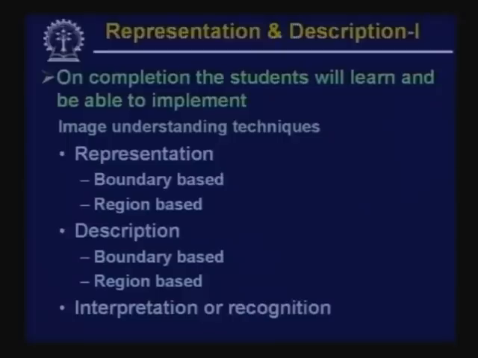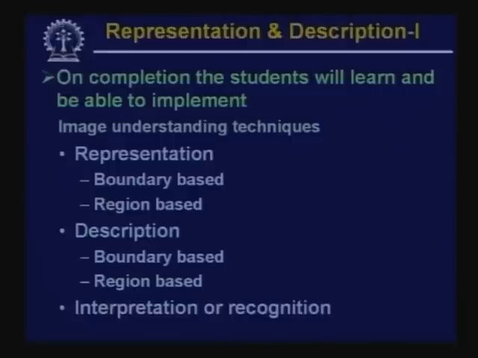So, in order to do this, the first operation that we have to do is to find out a proper representation mechanism, that is, given a segment, how do I represent that particular segment. Here, the segments can be represented in one of two possible ways. One possible way is the boundary based representation, and the other possible way is the region based representation.